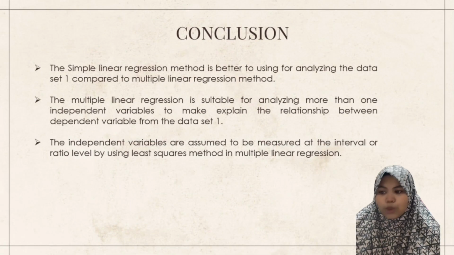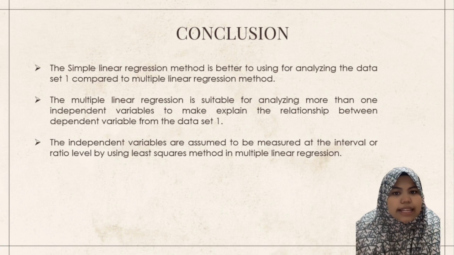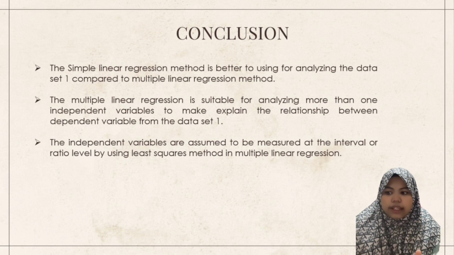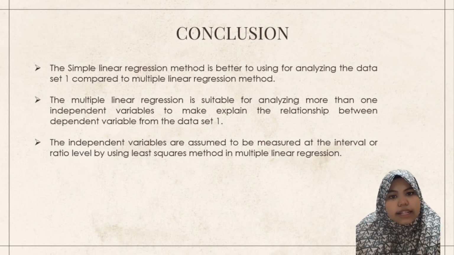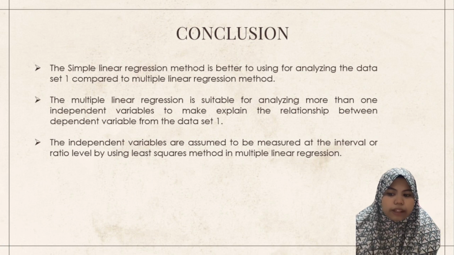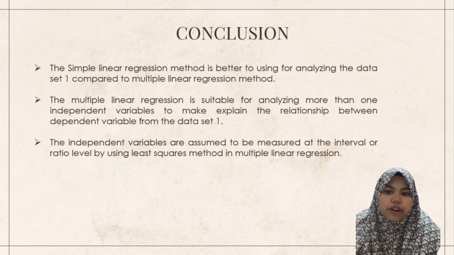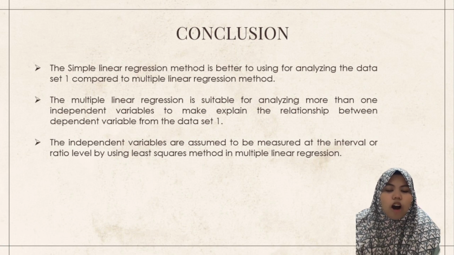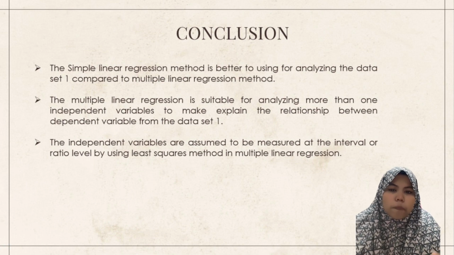The last one is the conclusion. The simple linear regression method is better to use for analyzing dataset 1 compared to the multiple linear regression method. Multiple linear regression is suitable for analyzing more than one independent variable to explain the relationship with the dependent variable from the dataset. The independent variables are assumed to be measured at the interval or ratio level by using the least squares method in multiple linear regression.